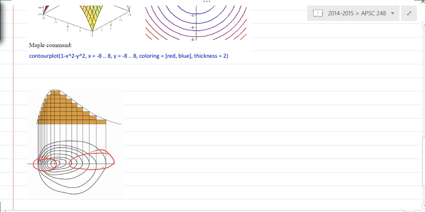But if someone asked you what exactly the slope is on this side, the level curves won't be able to tell you that. That only gives you a so-called qualitative idea.